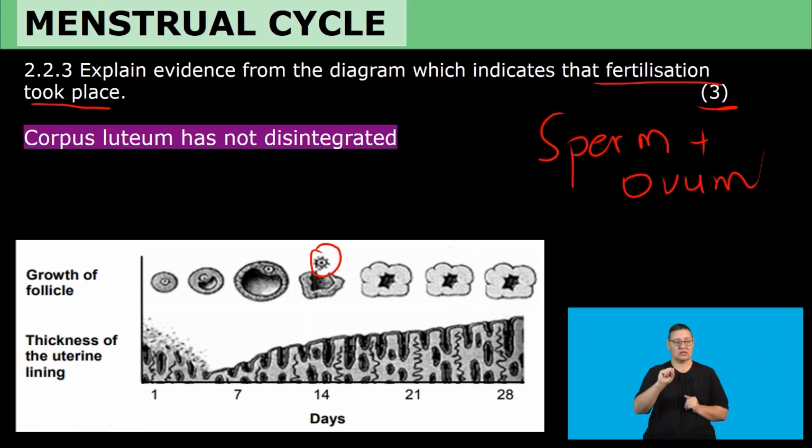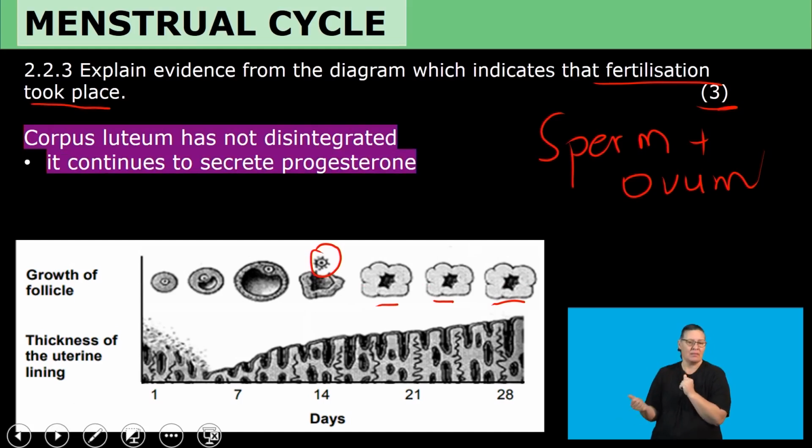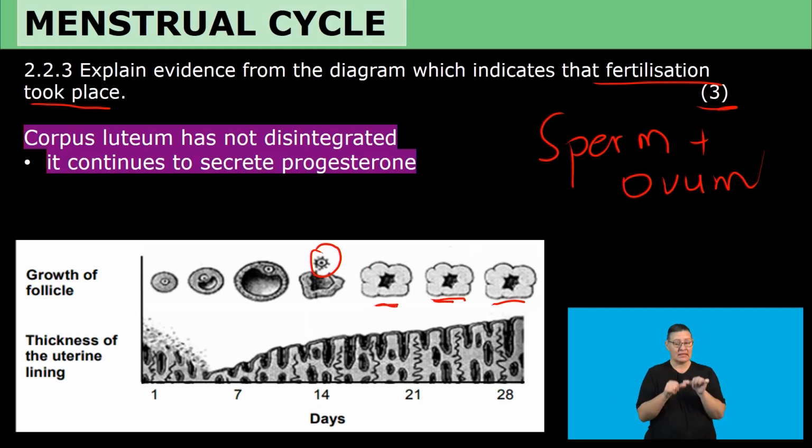The corpus luteum has not disintegrated. This is the corpus luteum. You can see it's maintaining its size. It's not shrinking and becoming smaller. And it continues to secrete progesterone. Remember, the corpus luteum secretes progesterone. So when it is maintained, it continues to secrete progesterone.